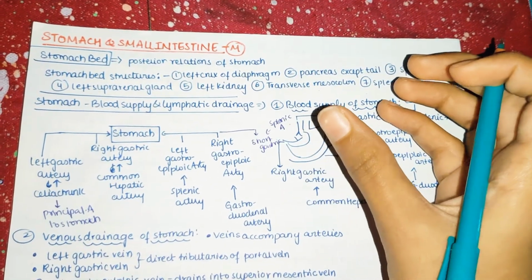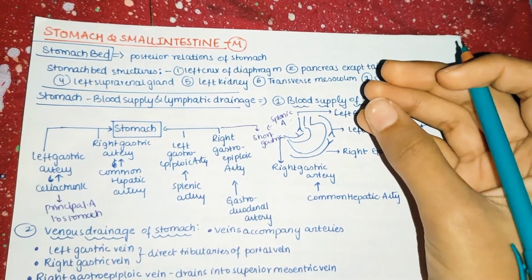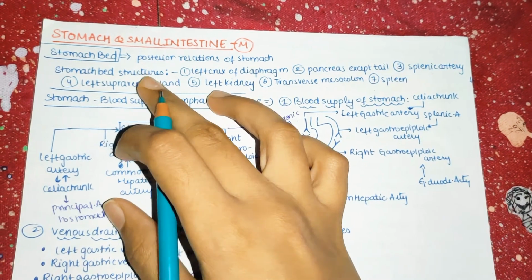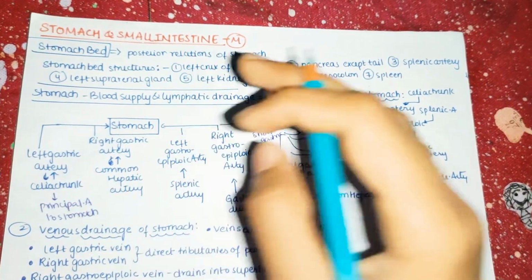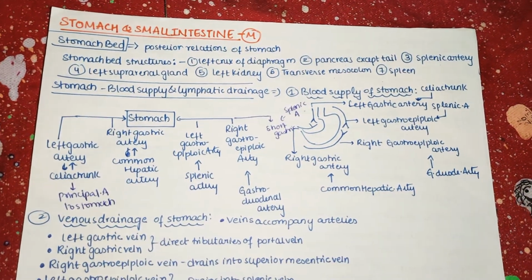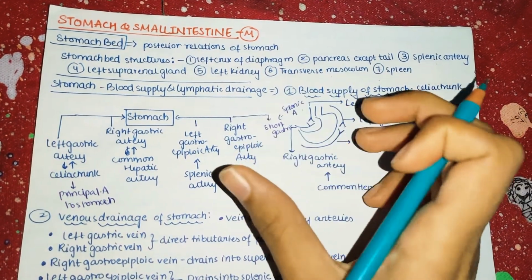So these are all providing a bed-like structure for the stomach. On that the stomach lies. Okay, so these are the stomach bed structures. Now let us see what is the blood supply and lymphatic drainage of the stomach.